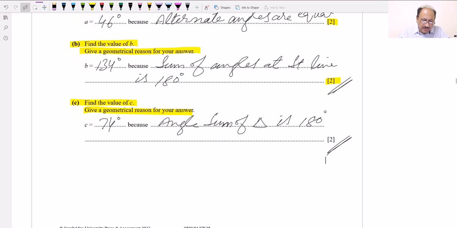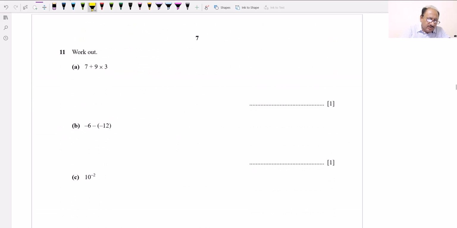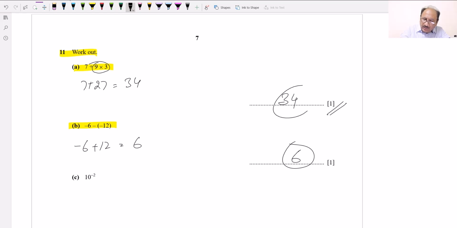Now question number 11, work out this one. We have to do multiplication first, BODMAS, so 9 into 3 will be 27, and 7 plus 27 will be equal to 34. So the answer will be 34, and this is for 1 mark. Now B part, we need to open the bracket first. So minus 6, and this will be plus 12, which is equal to 6. So the answer will be 6, and this is also a 1 mark question, which is done.